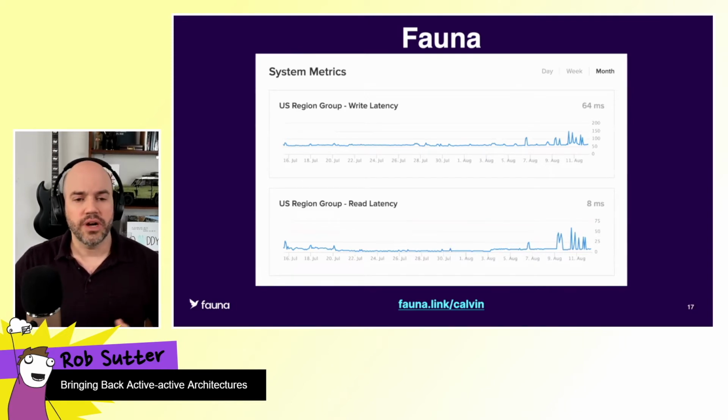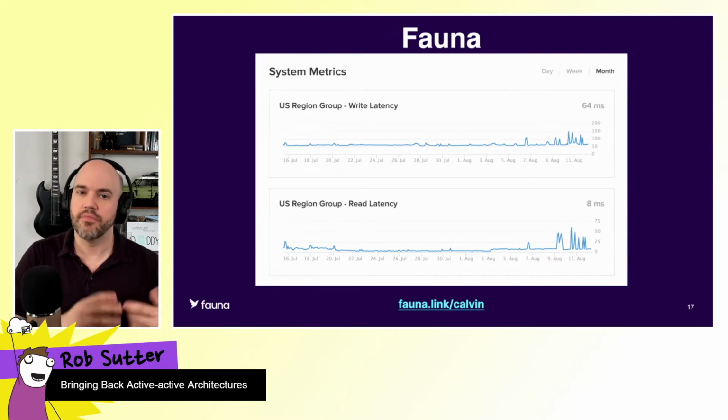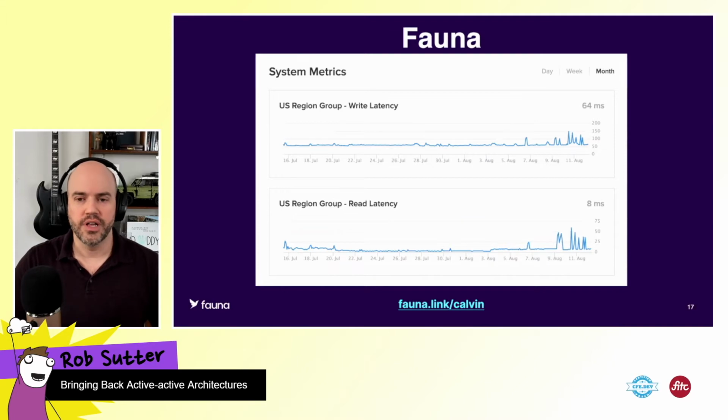So again, if you want to learn about the science, the theory behind how all of this actually works, fauna.link/Calvin will take you straight to the original paper out of Yale, a 2012 paper. Really fascinating. Of course, Fauna is an implementation of it. It's not the paper itself, but the Calvin protocol is a fascinating read if you're into architecture and algorithms, especially for databases and distributed systems.